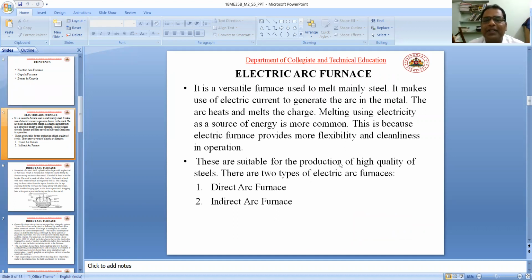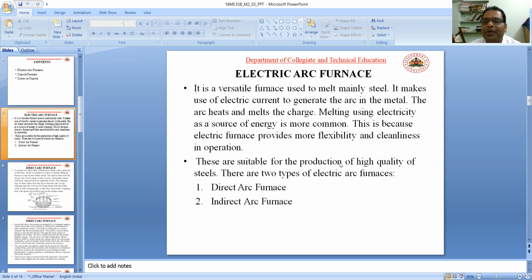It's a versatile furnace used to melt mainly steel. It makes use of electric current to generate the arc in the metal. The arc heats and melts the charge. Melting using electricity as a source of energy is more common, because an electric furnace provides more flexibility and cleanliness in operation.